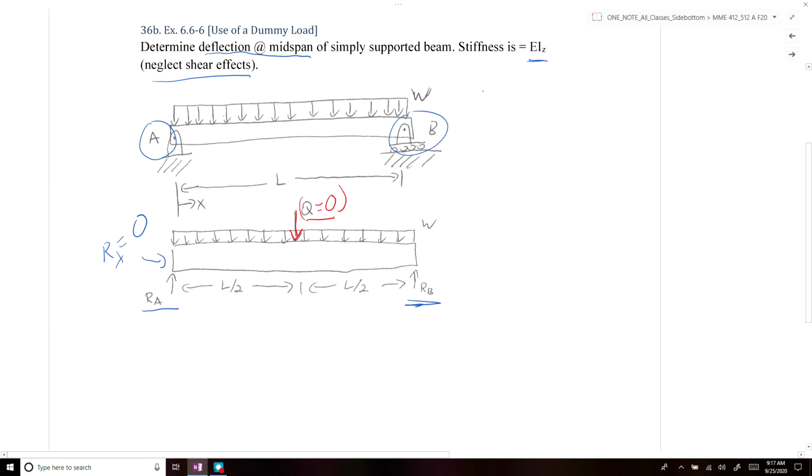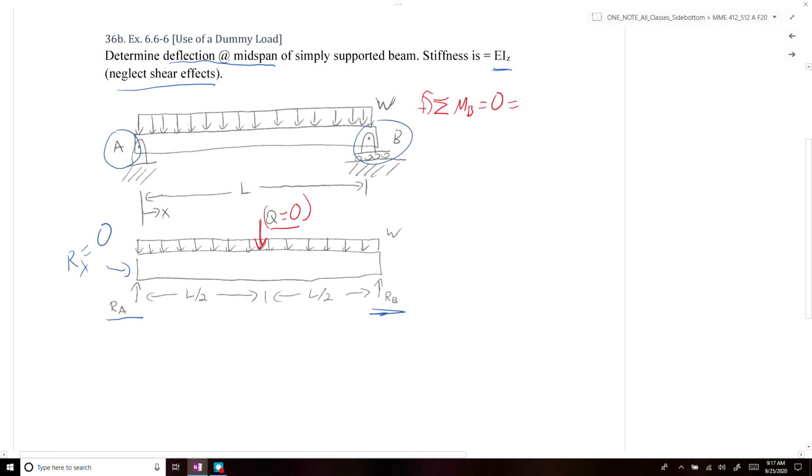So if we use statics, we can sum all of the moments about point B and set it equal to 0. If we do that, we'll get W times the length of the beam times length over 2. That'll create a positive or counterclockwise moment. We'll also have a positive moment due to Q times length over 2, and then we'll have a negative moment due to RA times the length.